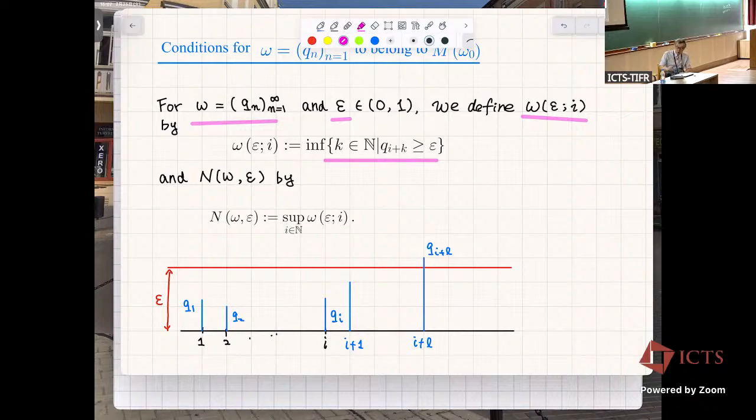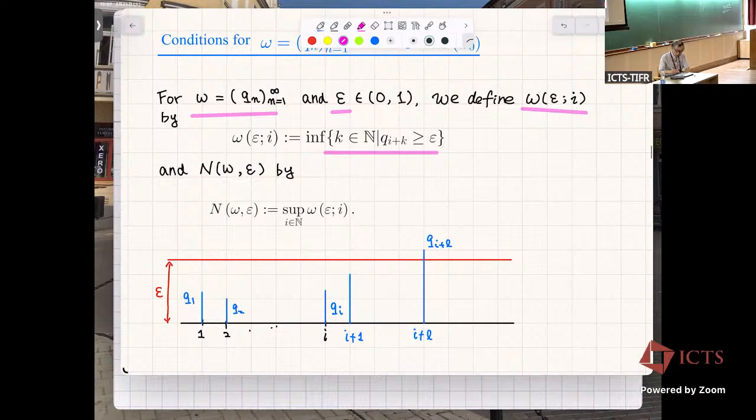So here's a picture. We have qi here, and q(i+k) here, and this red line is epsilon. We look at the first step which exceeds this red line. That's omega epsilon I. We consider the supremum of this number, and that is N(omega, epsilon).